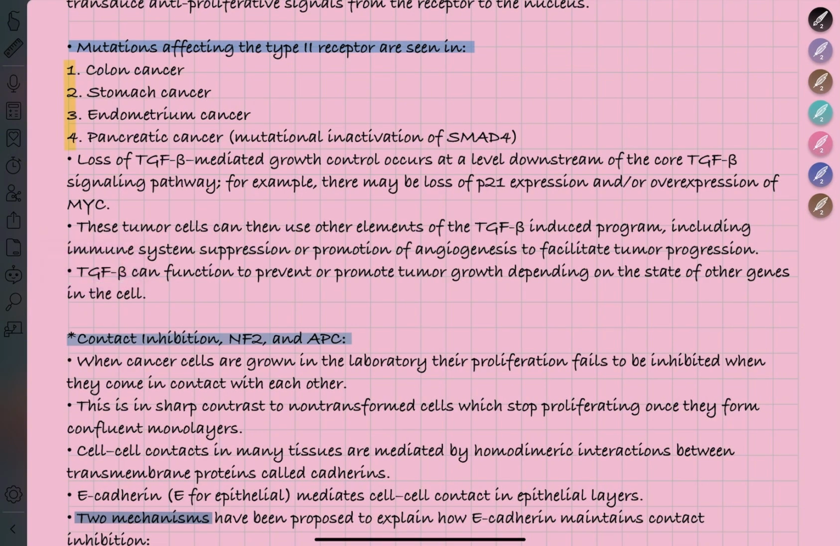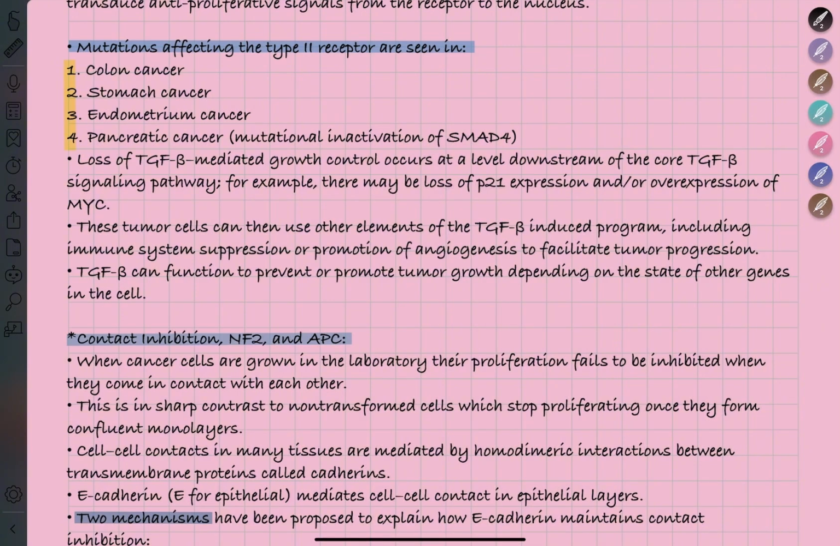Okay, now the transforming growth factor beta has basically two functions. One a normal function, one a cancerous function. Normal function is in normal cells. What will it do? What is it going to do? It's going to prevent the tumor growth. But if it got mutated or if a mutation occurs, basically it's going to promote the tumor growth. Okay? So depending on the genes in the cell, are they mutated, are they normal, and so on.